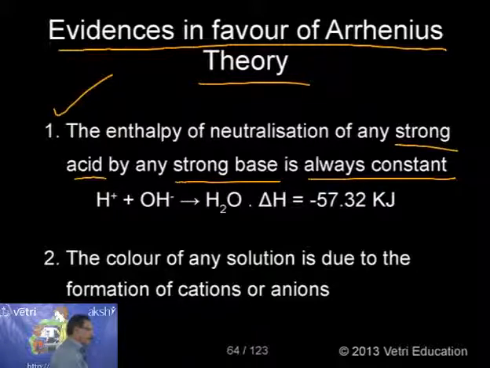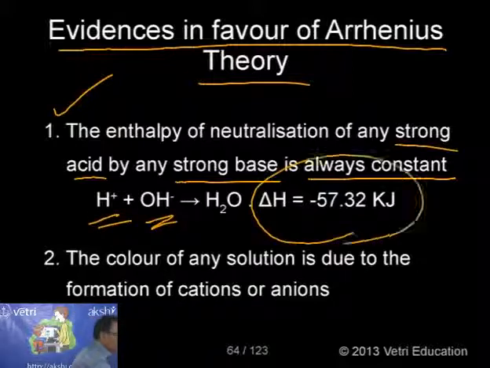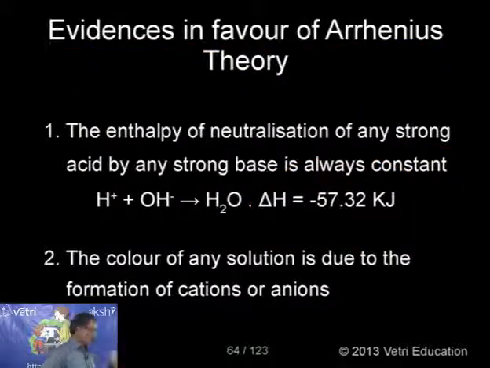In this case, there is always a reaction between H plus and OH minus ions. That's why it is always minus 57.3 kilojoule, irrespective of the acid and irrespective of the base. It is a strong acid and a strong base, that's all. The value will be the same because it is a reaction due to H plus and OH minus. So that's why it is constant. This supports Arrhenius's theory, because it is due to H plus and OH minus ions, the ionization theory.